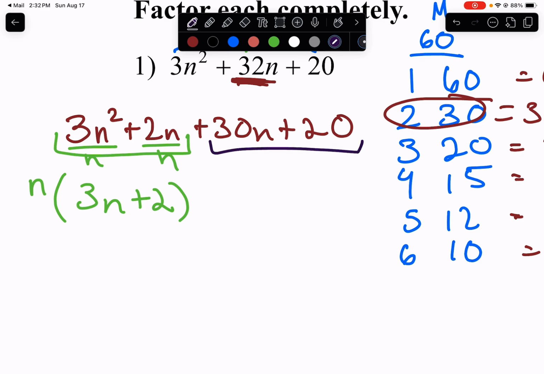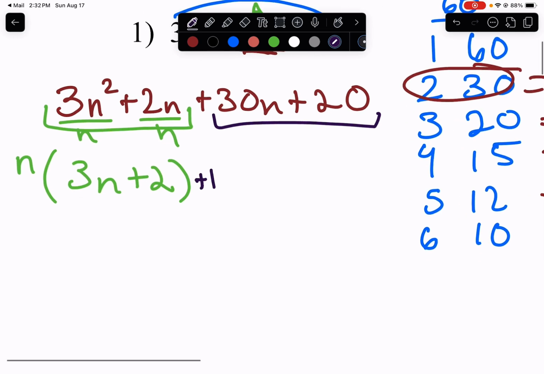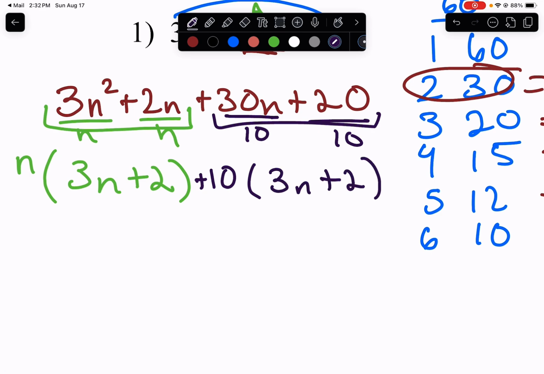Then I look at my next grouping. My GCF between 30n and 20 is going to be 10. So I'm going to pull a 10 out, which means I have to divide each of these by 10. And I'm going to be left with 3n plus 2.